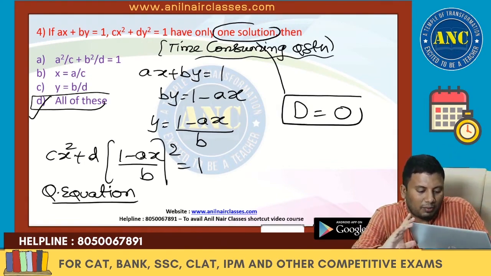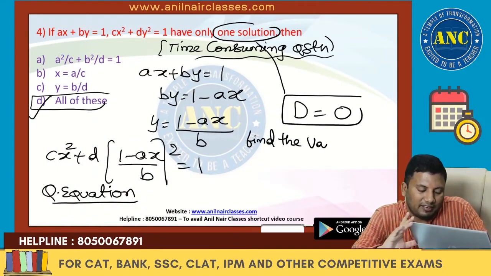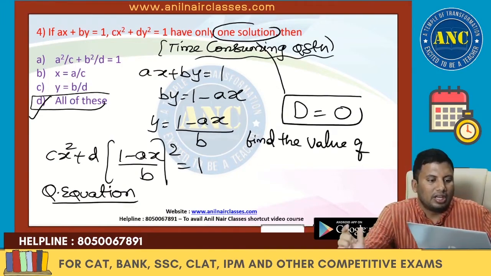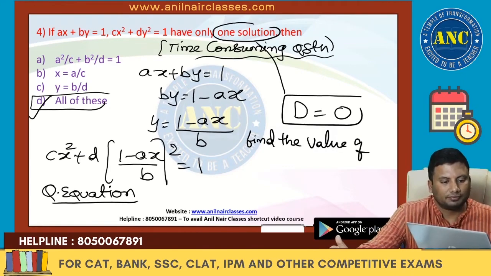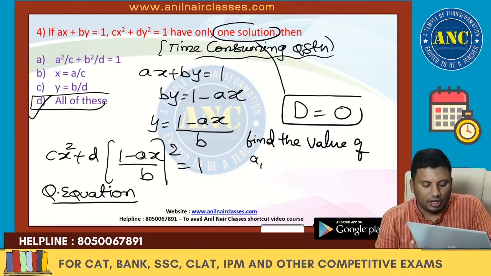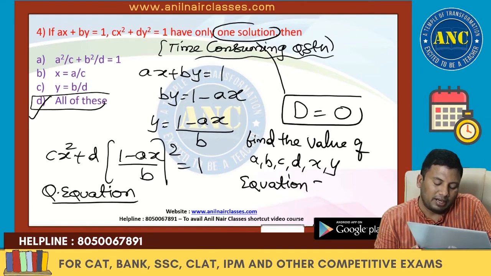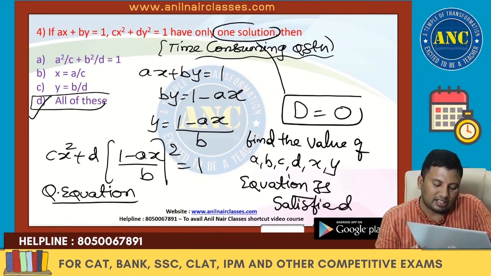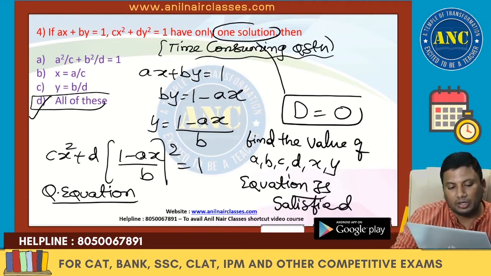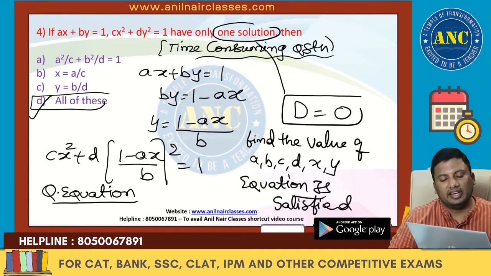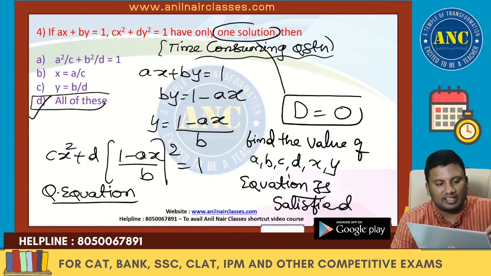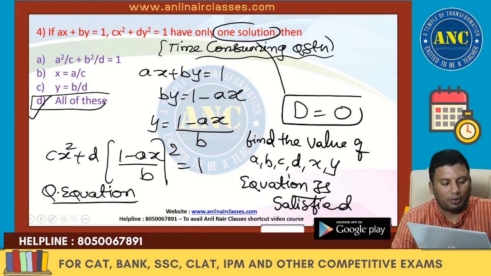Or probably if you can find the values of a, b, c, d, x, y such that the equation is satisfied, then this problem might become very, very easy. One is the standard method, another is the substitution method. Try to find out the values of a, b, c, d, x and y which will satisfy this equation. Question number 4, I hope it is clear.